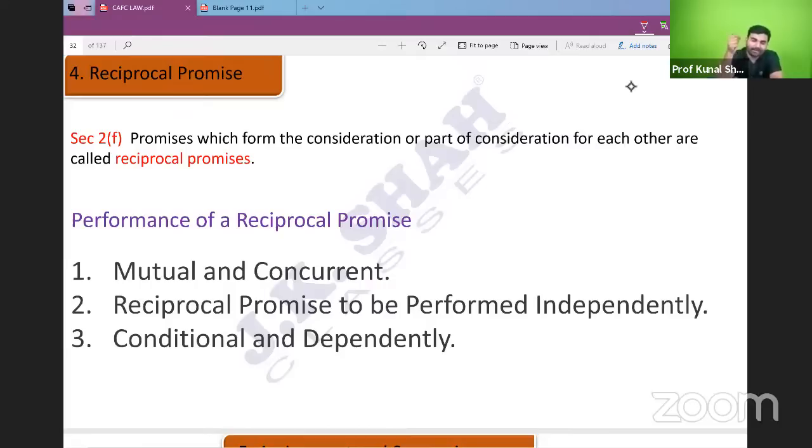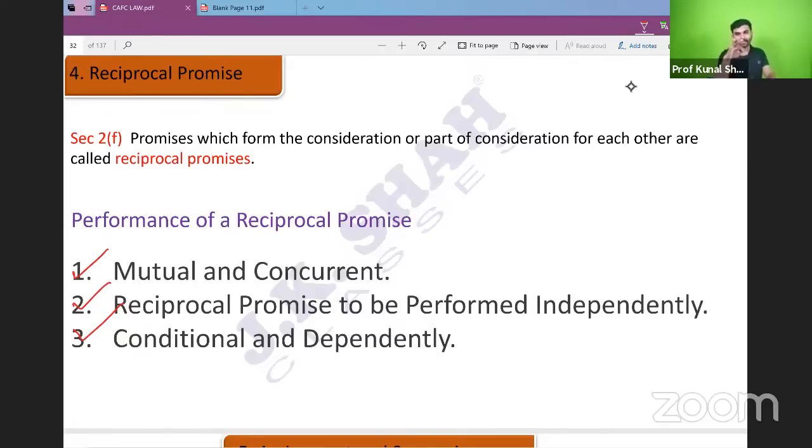Now, whenever you talk about reciprocal promises, yes, they have to be performed. And yes, reciprocal promises can be performed in 3 ways. Number one, it can be performed mutually and concurrently. When I say a reciprocal promise is going to be performed mutually and concurrently, it means both the parties are going to perform simultaneously.